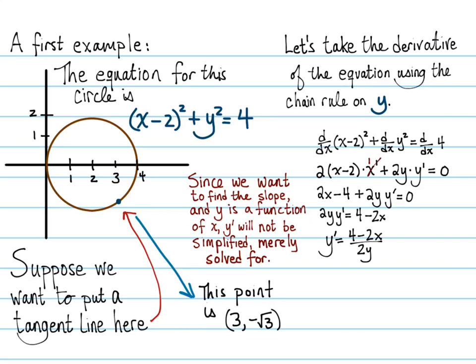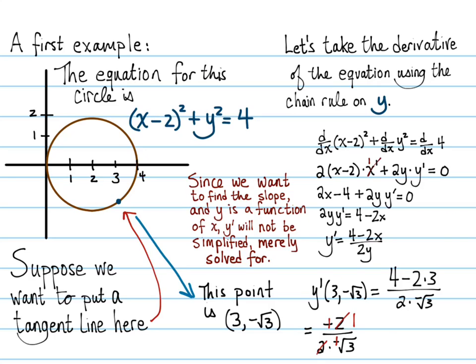So now let's take a point. The point that I have on that circle is (3, negative radical 3). So if I plug in 3 for x and negative radical 3 for y, I'm going to get the value of y prime. And so I'm going to do that, and then simplify, and it turns into radical 3 over 3. So radical 3 over 3 is the slope of the tangent line there.